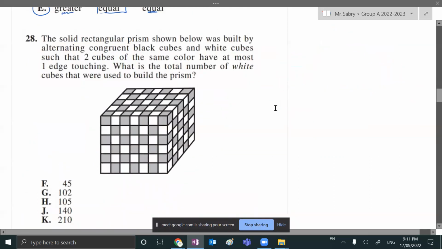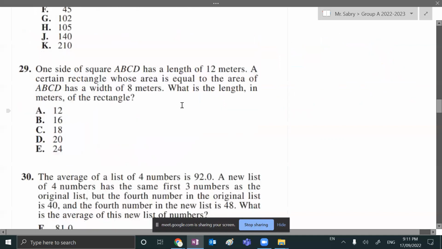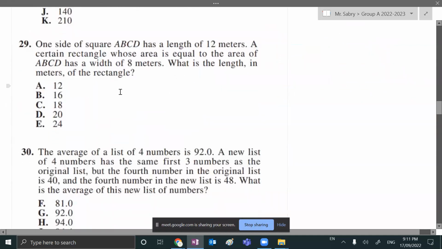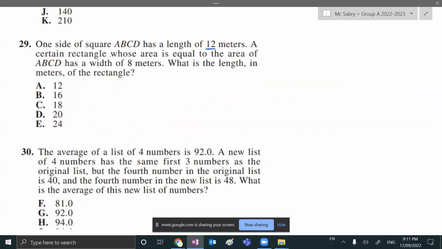28 هتاخد مننا نص اليوم، استنوا علينا شويه عشان ده عايز discuss it in details. 29 الأول. One side of a square ABCD has a length of 12 meters. A certain rectangle whose area is equal to the area of ABCD has a width of 8 meters. What is the length in meters of the triangle? So, who would like to join?